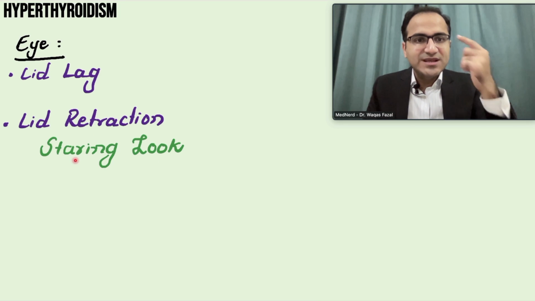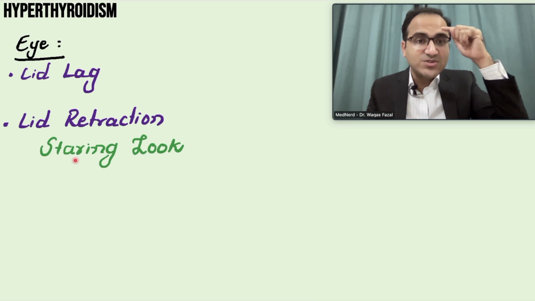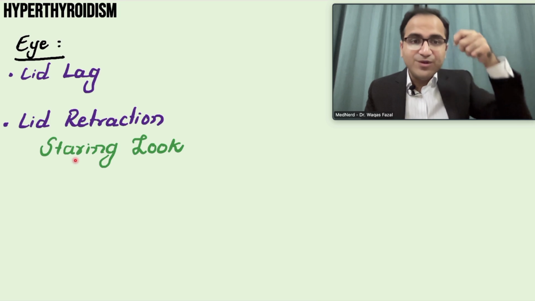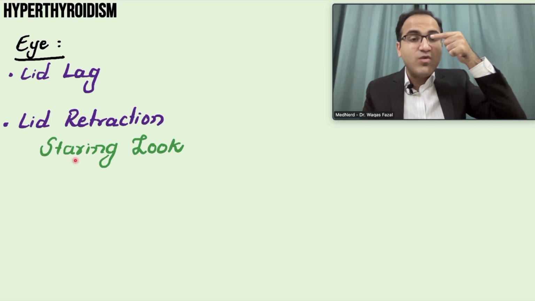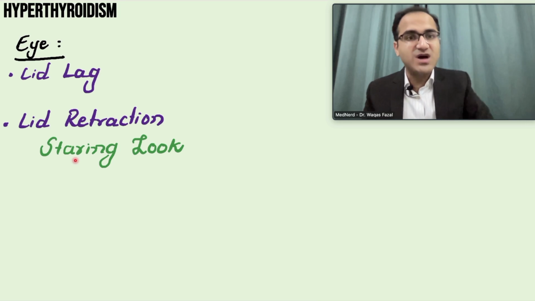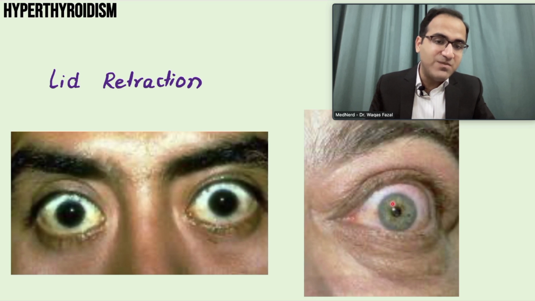Lid retraction or staring look. Normally the dark part of our eye, the iris, has its upper part covered by the eyelid. But in patients with Graves' ophthalmopathy, their eyelid retracts, and when their eyelid retracts, the white part of the eye is also visible above the iris. So you will have a staring look in these patients. Look at the retraction of the eyelid, and the white part is visible above the iris.